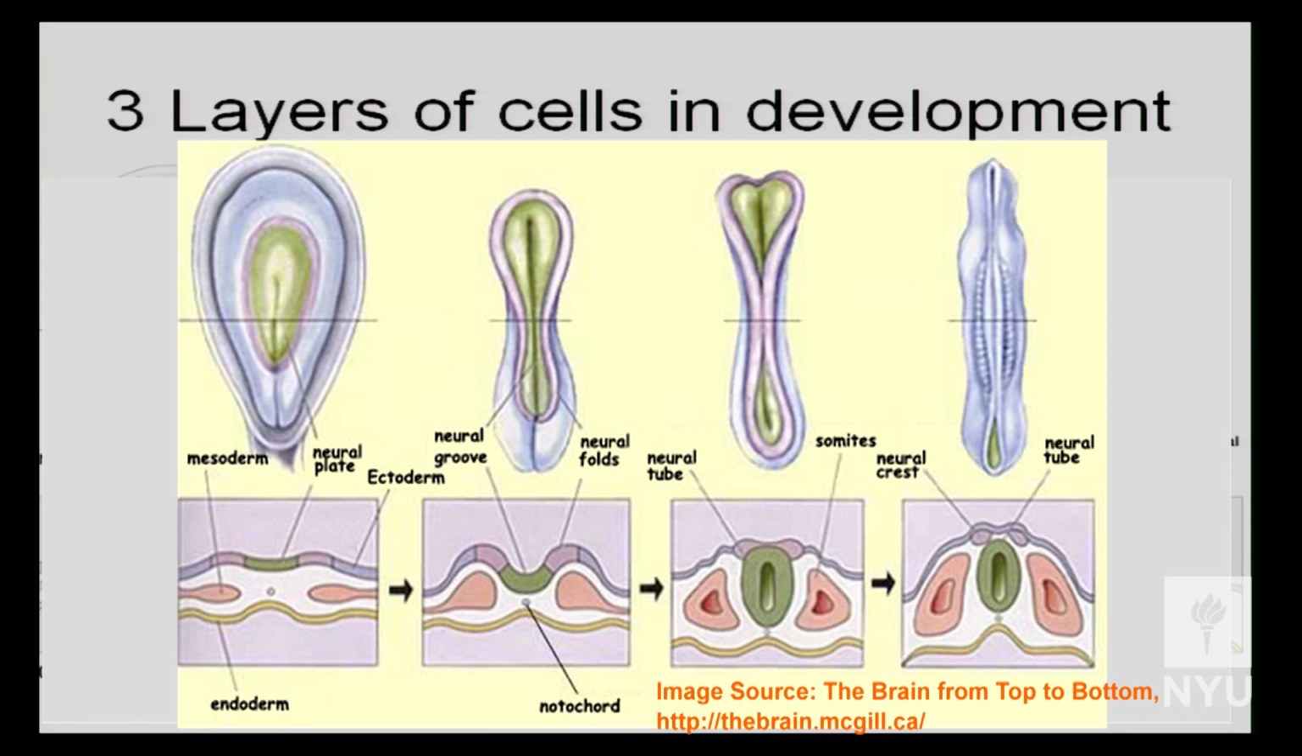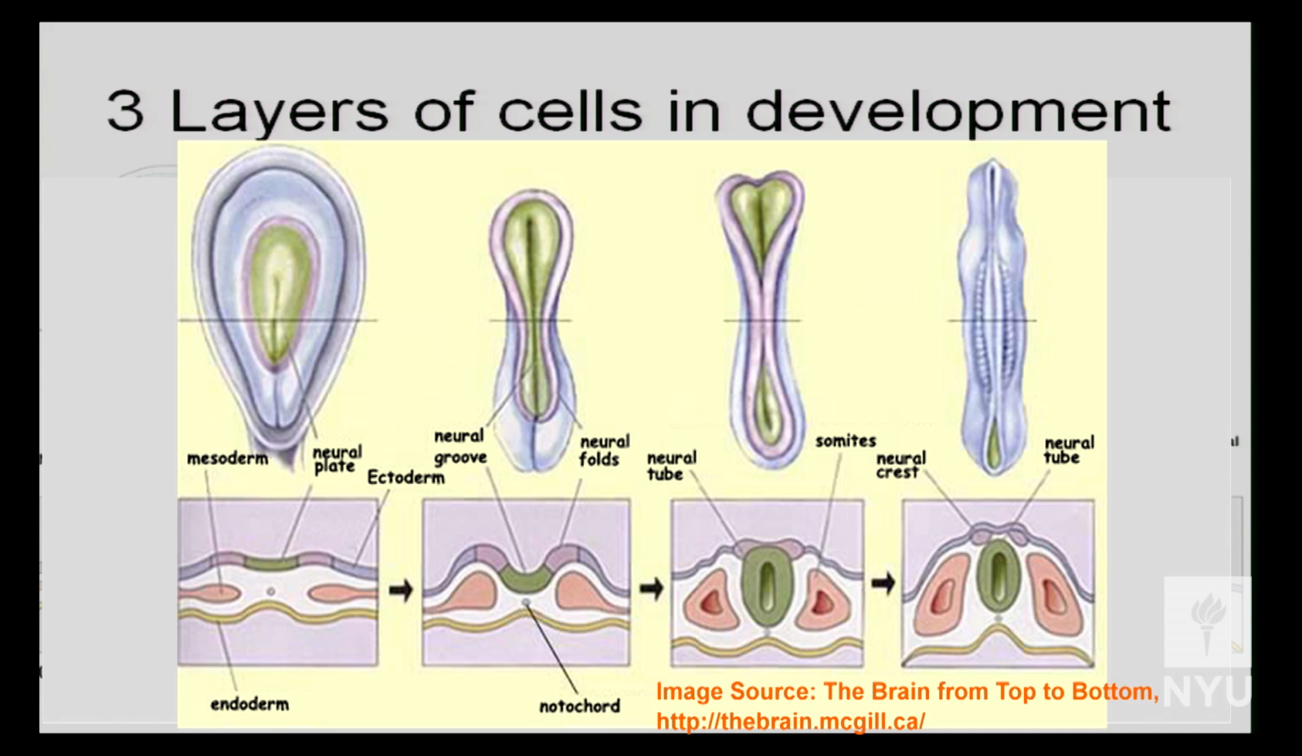So ectoderm, mesoderm, endoderm. The main layer I want you to know about is the ectoderm, the outside layer, because the entire nervous system develops from the ectoderm. So it's like a sheet. So let's say this is a sheet.